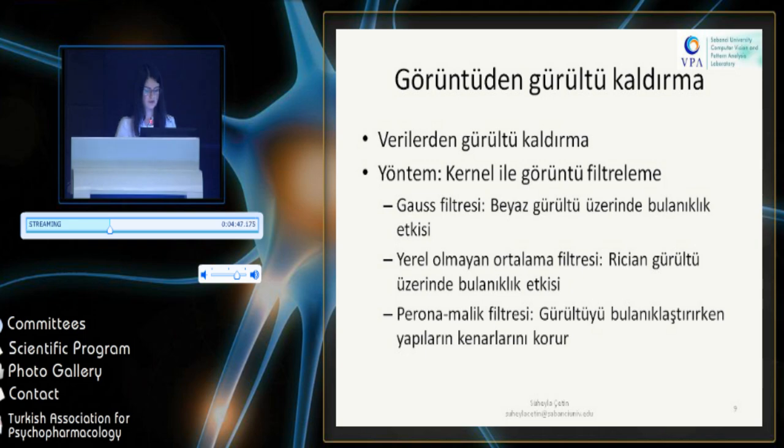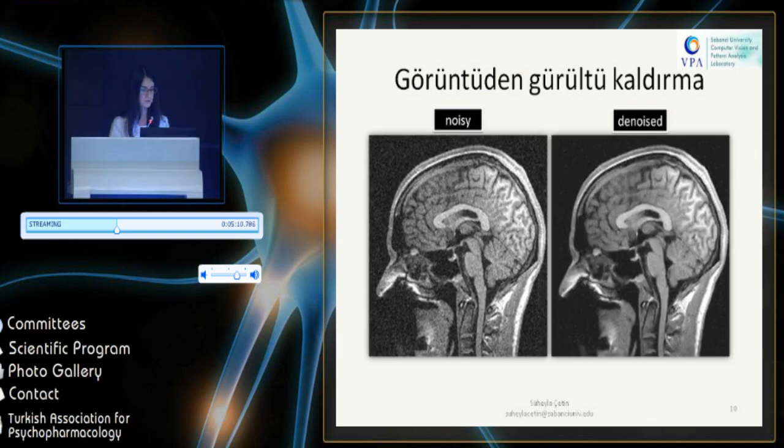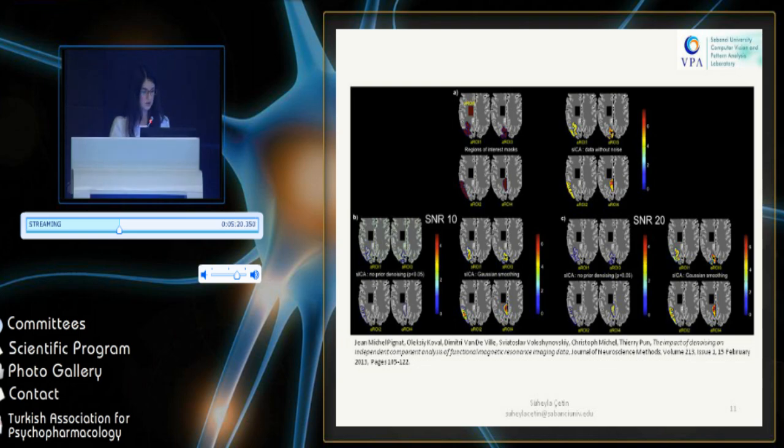The second one is the non-local mean filter, and this works on the Rician noise, diffusion intense noise, and it creates a blur effect as well. And thirdly, we have the paranormalic filter. This is more complex in nature. It blurs the noise, but also protects the edges. This is the noisy data, the first image, and the second image is after we've used the Gauss filter.